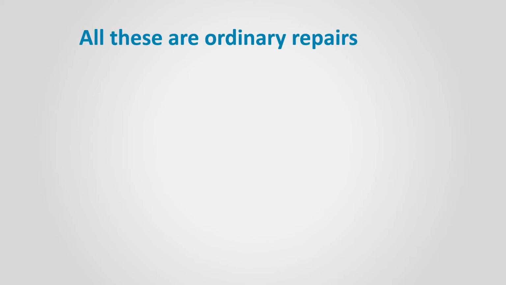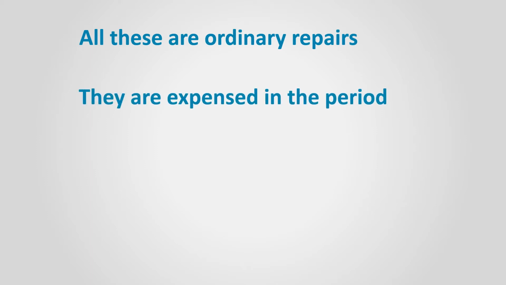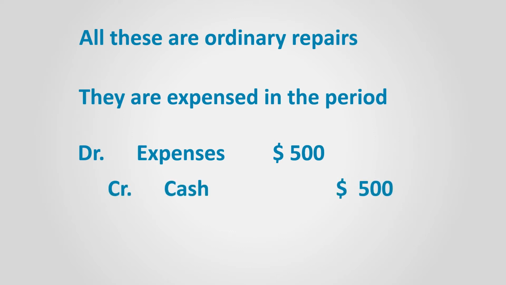You will notice that they are recurring every now and then, and they are necessary to keep the asset operating. Ordinary repairs are expensed in the period in which they are incurred. This is done by debiting the repair or maintenance expense account and crediting cash or accounts payable by the amount paid. Assume it is $500 in this case.